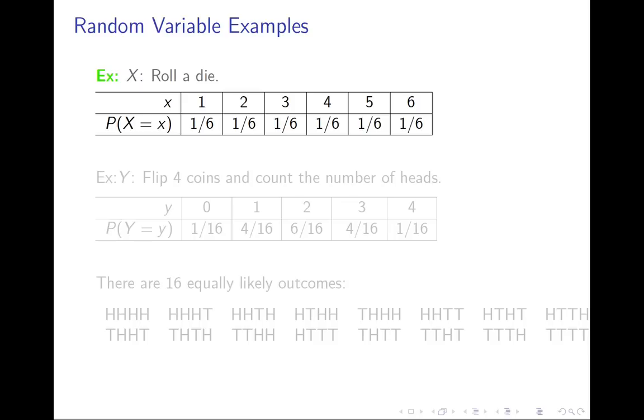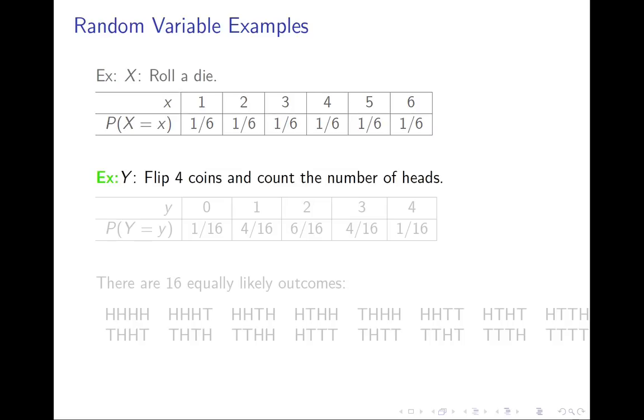Just like you can check something as a probability model without worrying about what it models, you can check something as a random variable by checking all those probabilities are between 0 and 1, and they add up to 1, without worrying about what it models.